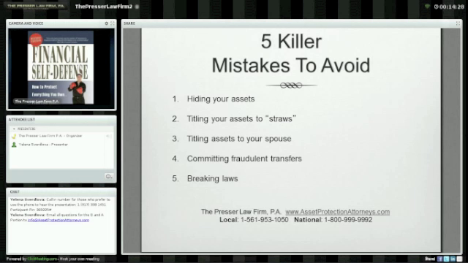5 killer mistakes to avoid. Number 1, asset protection is not about hiding your assets. Asset protection isn't about hiding. It's not about secrecy. It's about protection. With a good asset protection plan, you should be able to tell every single person where your assets are. They just shouldn't be able to get to them.